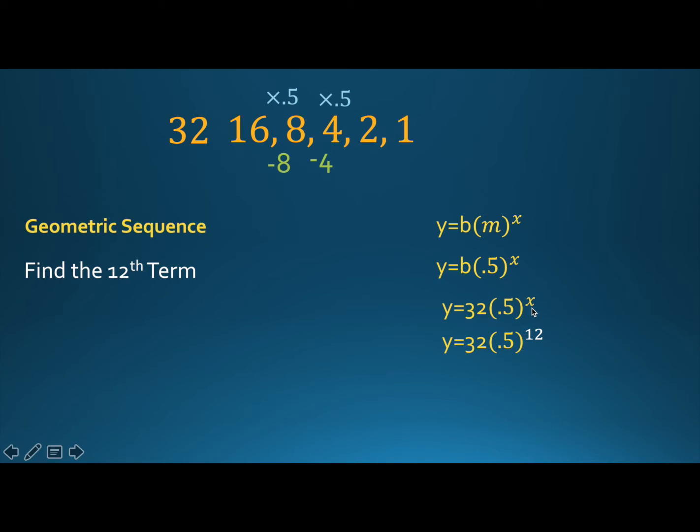It's okay to use a calculator. I know I can't do this in my head. When you type the numbers in, you should get 0.00781. That means our 12th term is 0.00781. Those are the two sequences. Arithmetic is for adding and subtracting. Geometric is for multiplying and dividing.